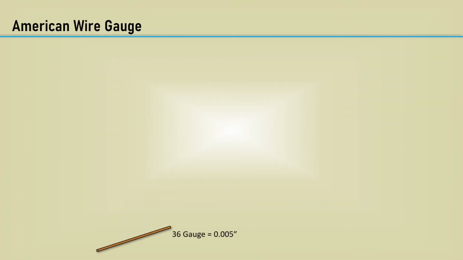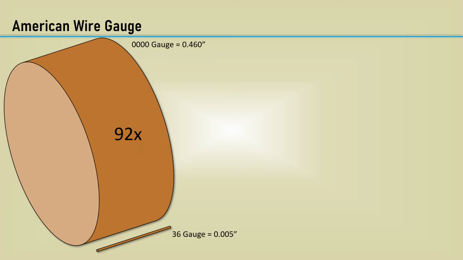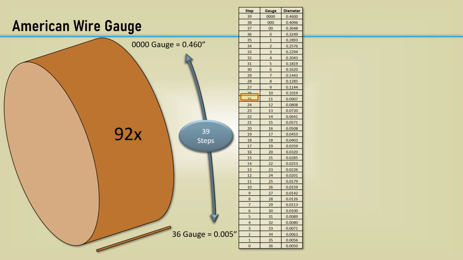The defining gauge is 36 gauge and is 5/1000ths of an inch in diameter. The largest gauge, 4/0, is 92 times larger at 0.46 inches diameter. There are 39 gauge numbers, or steps, between those gauges. Here are the gauge numbers for each step and their associated diameters.